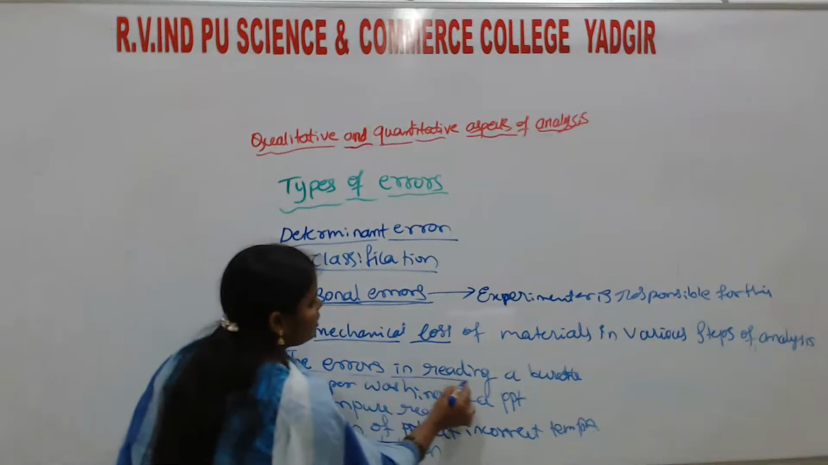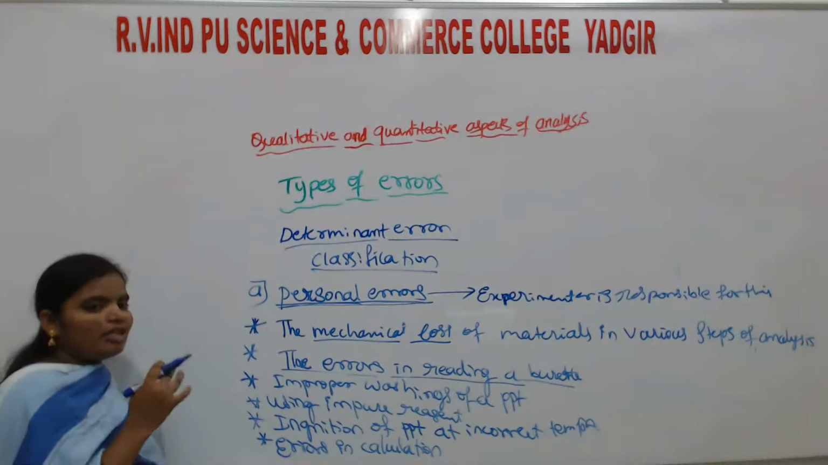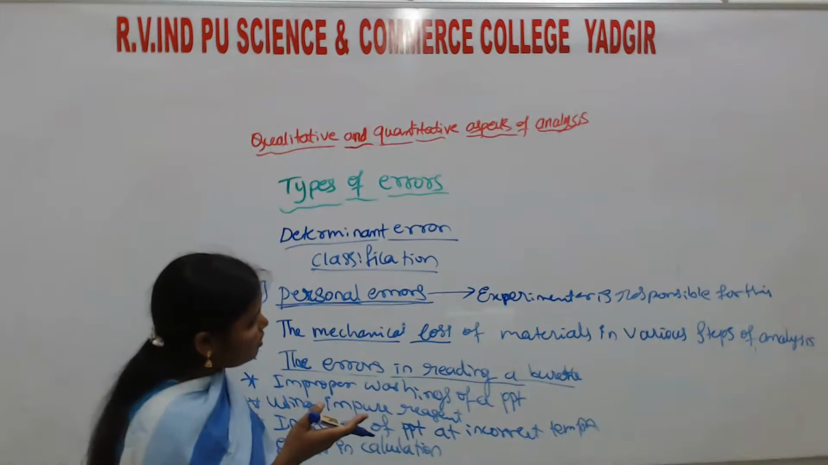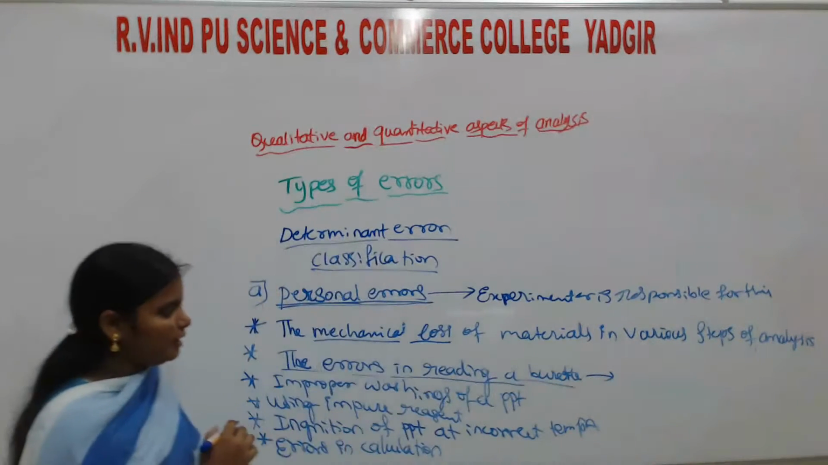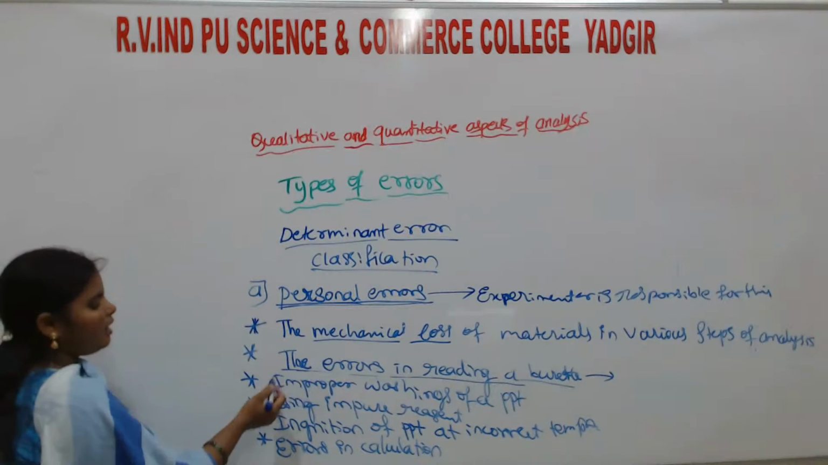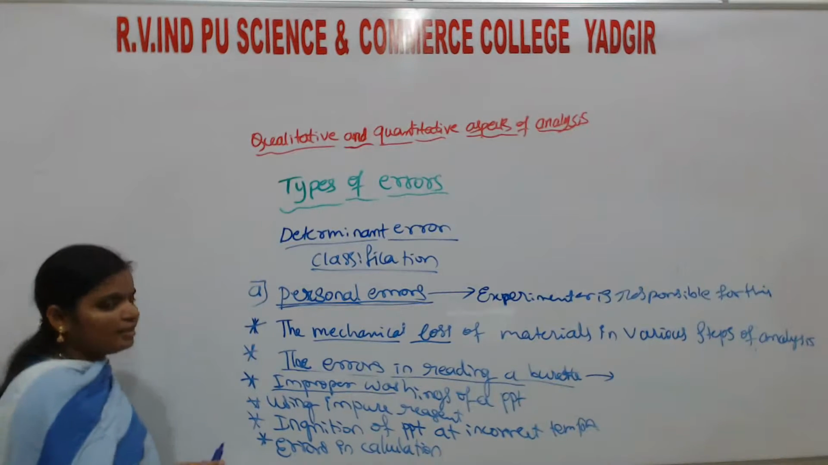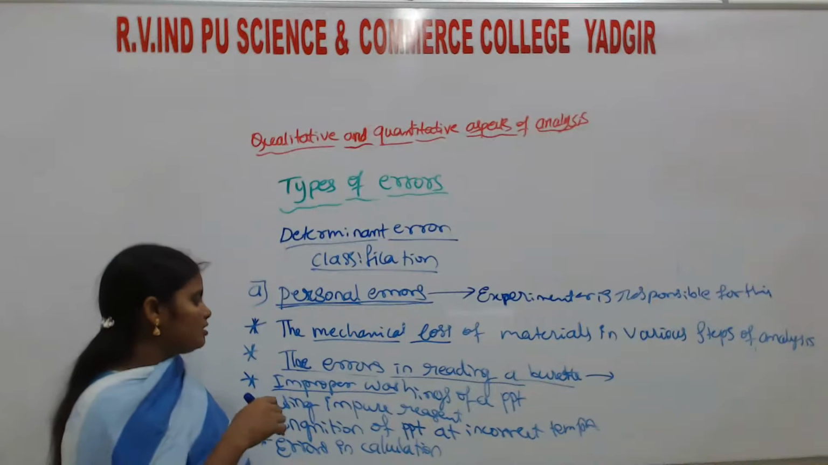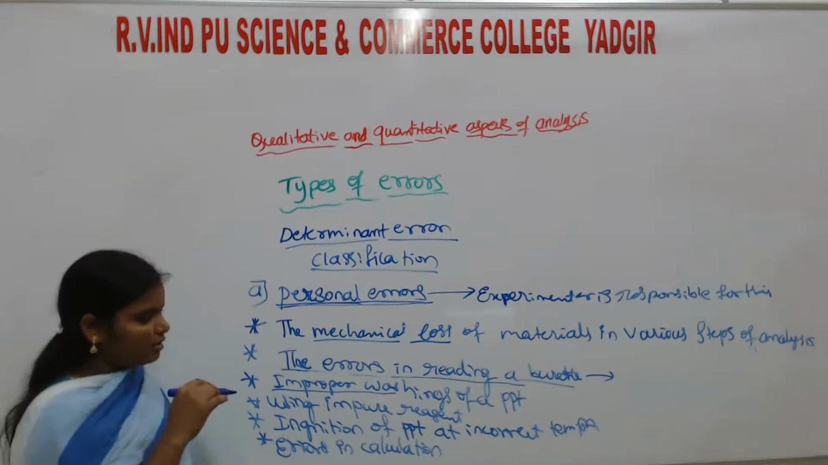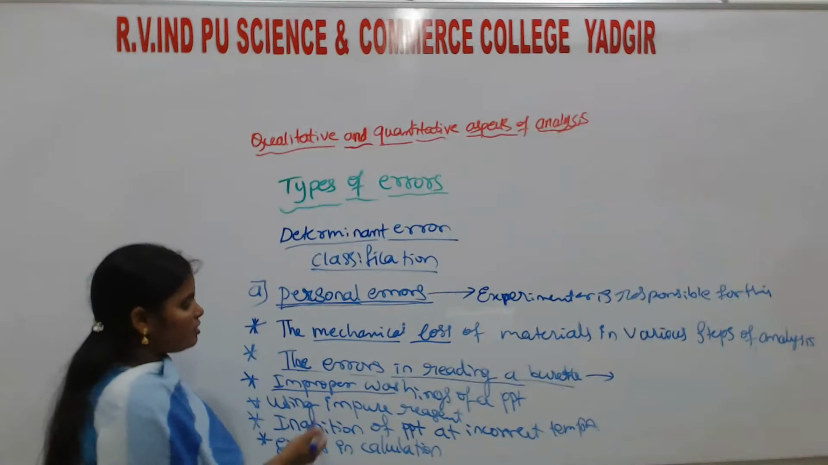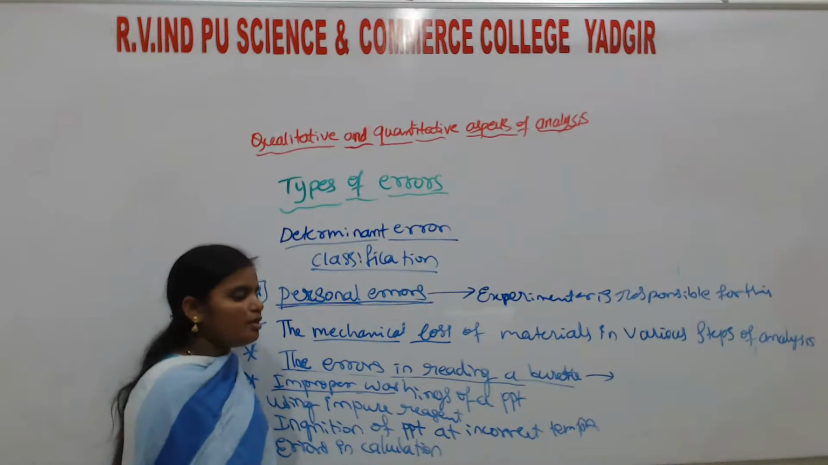And the errors in reading the burette. When you are taking a burette reading in any of the estimations and do not take the correct reading, you get an error. And here, the improper washings of a precipitate. When you are doing a gravimetric analysis experiment, the precipitate is coated or deposited on the glassware. If it is not washed correctly, you get errors here.